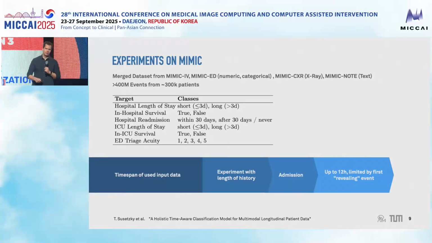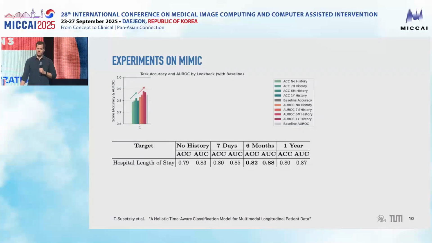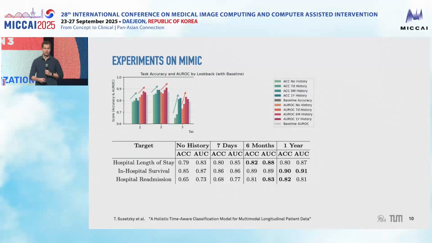We then experiment with including additional amounts of patient history, different extents of context, and observe the impact on the model's performance. We see that, for instance, for hospital length of stay, we achieve best performance when including 6 months of patient history, compared to having, for instance, no history at all. We see similar effects when it comes to in-hospital survival and hospital readmission.